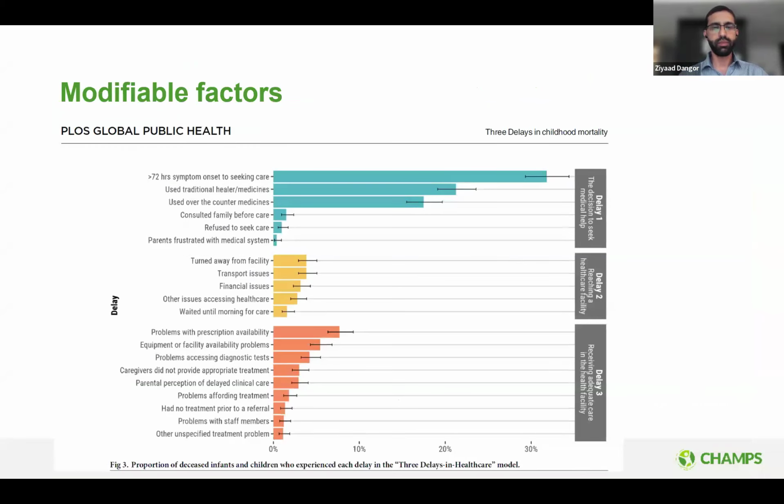Malnutrition is common. And when we look at modifiable factors, this is a paper that came out at the beginning of this year. It shows that there is a ton of modifiable factors, from health-seeking behavior to reaching a facility to receiving the correct care at the facility. Important things to highlight, for example, right on the top, are the caregiver taking a long time to seek care, caregivers being turned away from facilities, transport issues, and problems with prescriptions. South Africa is maybe not too much of a problem there, but there are facility availability problems, accessing diagnostic tests, and not providing the appropriate treatment. So these are delays that can occur in the health-seeking pathway.